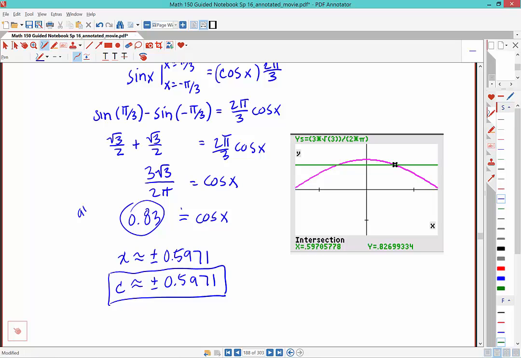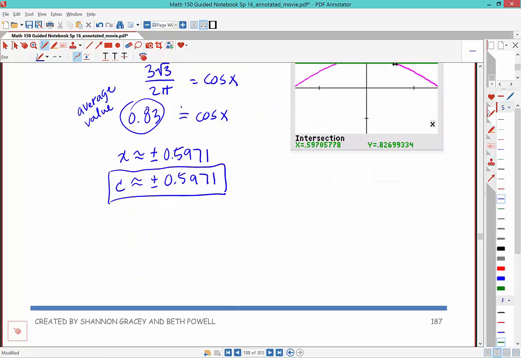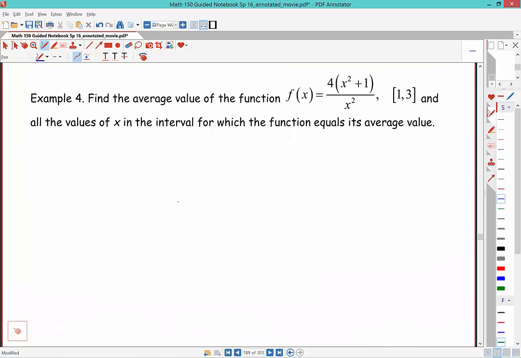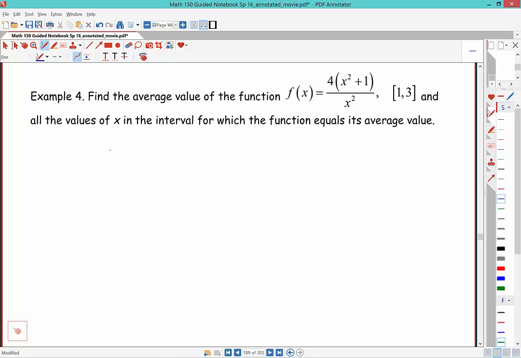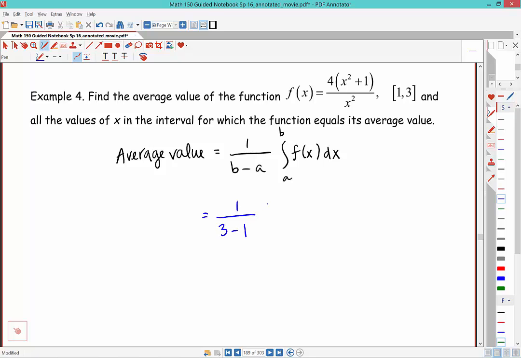Cool? All right. So next up, we're asked to find the average value, right? So we know that the average value is equal to 1 over b minus a times the integral from a to b of f at x dx. So, plugging in what we have, this will be equal to 1 over 3 minus 1 times the integral from 1 to 3 of 4 times x squared plus 1 over x squared with respect to x.